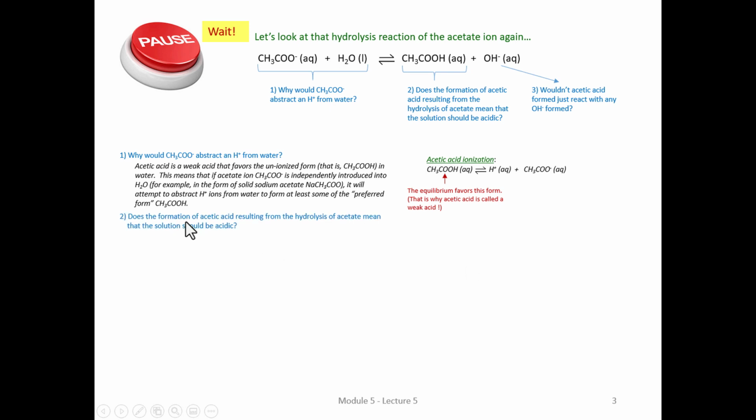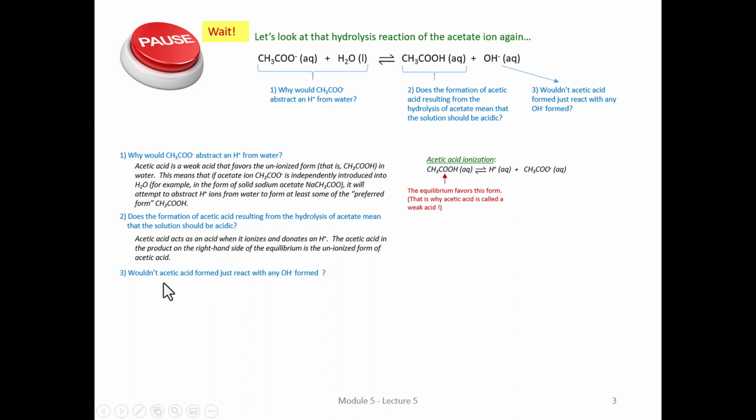Well, does the formation of acetic acid in this hydrolysis reaction, even though not a lot is formed, mean that the solution should be acidic? And the best response I can come up with for that question is that acetic acid acts as an acid when it ionizes and donates an H plus. The acetic acid here on the right side is in the unionized form, so in a sense it's not acting as an acid because it's in its unionized form.